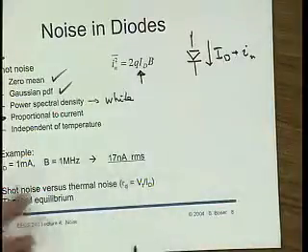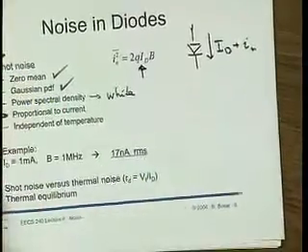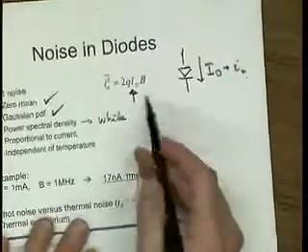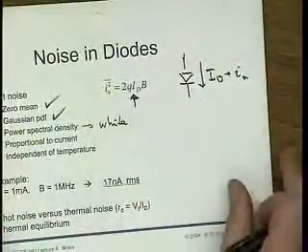I made an example here. If I have a diode, 1 milliamp, 1 megahertz bandwidth, I get 17 nanoamps RMS noise. Now, there is this big confusion. Shot noise isn't thermal noise, and this equation definitely looks different from the one for kTR.